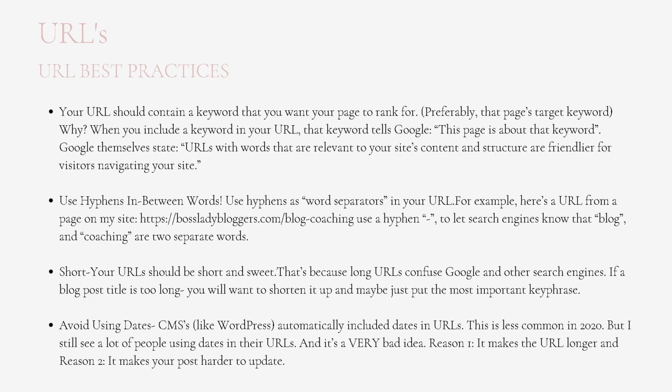Use hyphens in between words. Use hyphens as word separators in your URL. For example, here's a URL for my page on my site. As you can see here, I put a hyphen between blog and coaching. Use a hyphen to let search engines know that blog and coaching are two separate words.